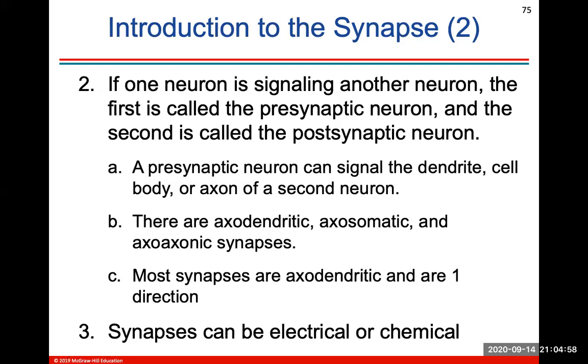If one neuron is signaling another neuron, the first is called the presynaptic and the second is called the postsynaptic. In between, there's a synapse, or a space. There are different types of synapses. Most synapses are axodendritic, meaning they're connected from an axon to a dendrite of another neuron. And synapses can be electrical or chemical.